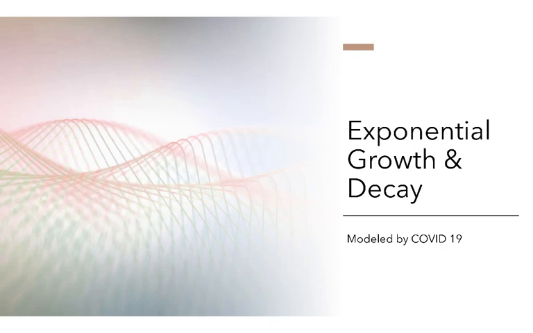So what we're learning today is called exponential growth and decay, and there is no better way to show what this means than what we're going through right now in the world, which is the coronavirus.